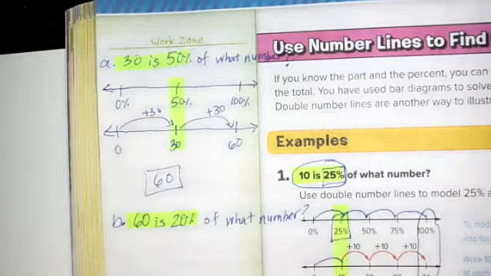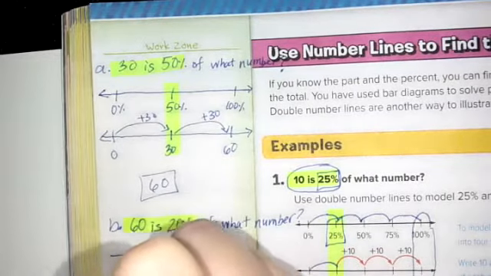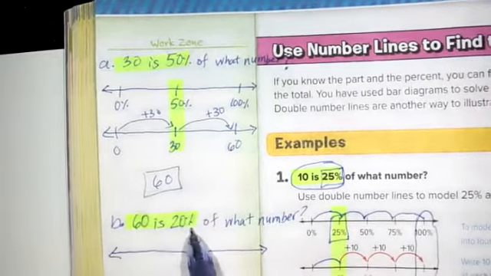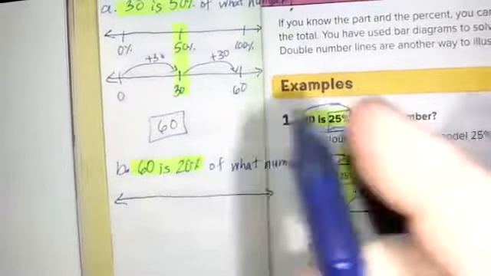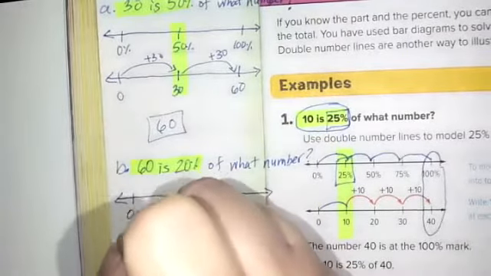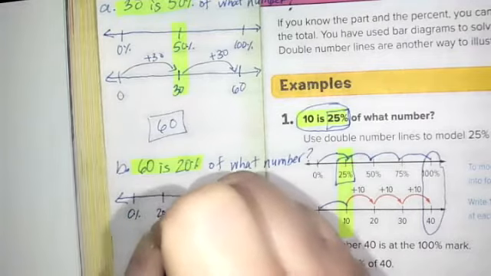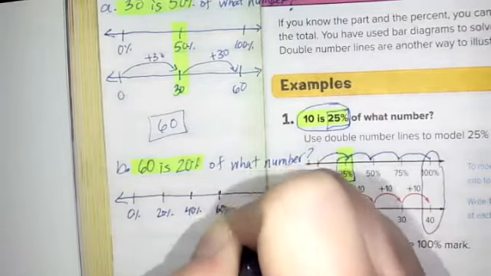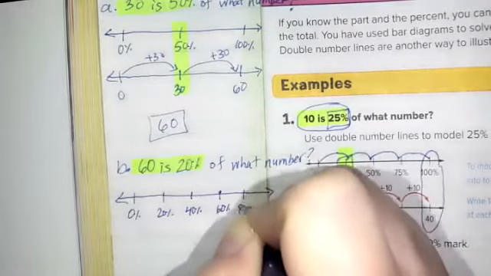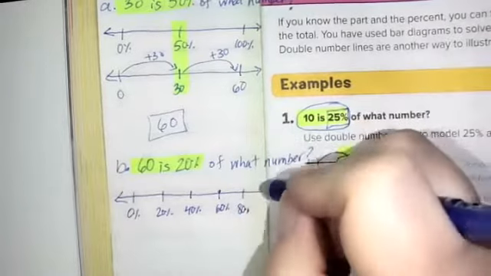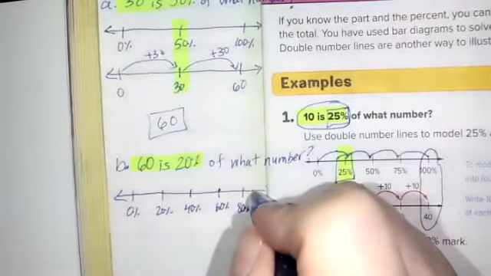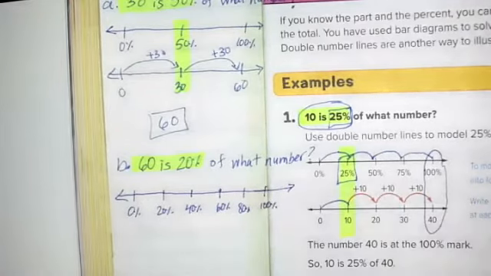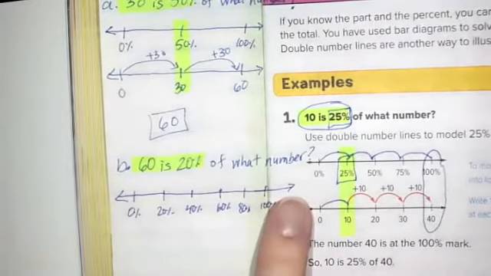Our top number line is going to be our percentages. So 20%, that's what we're interested in starting off with. So I'll have 0%, then 20%, 40%, 60%, 80%. I'm just going to make my number line a little bit longer. 100%. Okay. And then the next number line is going to be my numbers.